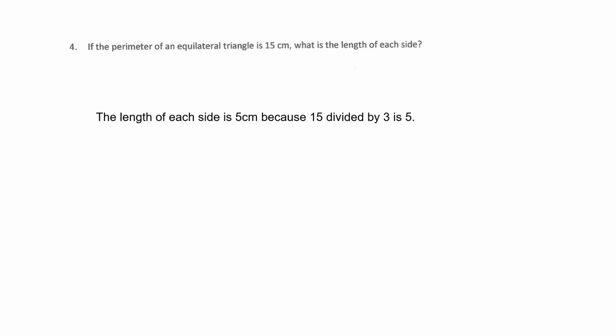And number 4, if the perimeter of an equilateral triangle is 15 centimeters, what is the length of each side? Well, if it's equilateral, each side is the exact same length, and there are 3 sides. So the length of each side is 5 centimeters because 15 divided by 3 is 5. And 5 plus 5 plus 5 is 15.